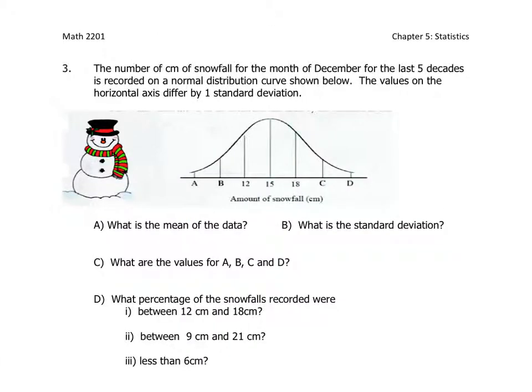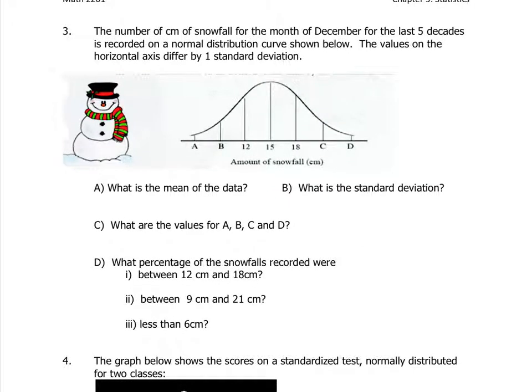Question number 3. The number of centimeters of snowfall for the month of December for the last 5 decades is recorded on a normal distribution curve shown below. The values on the horizontal axis differ by 1 standard deviation. So the first question asks you what is the mean of the data. So that'd be 15 centimeters.